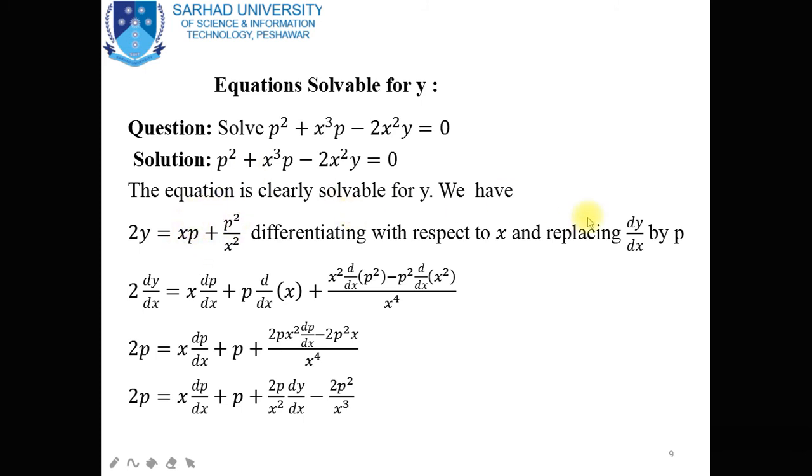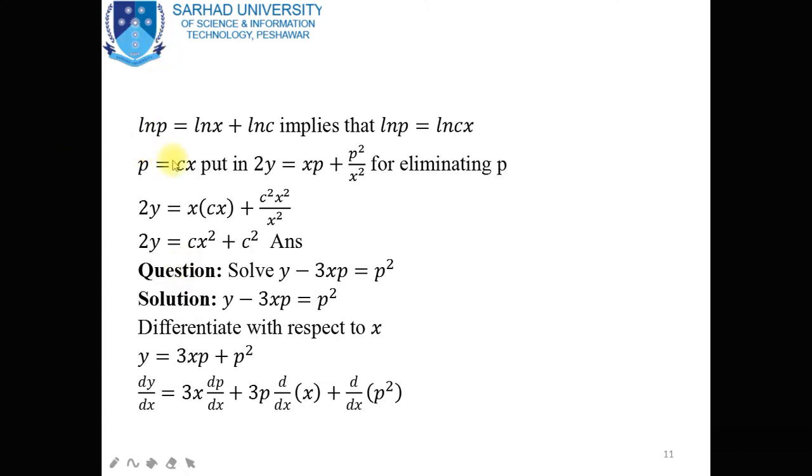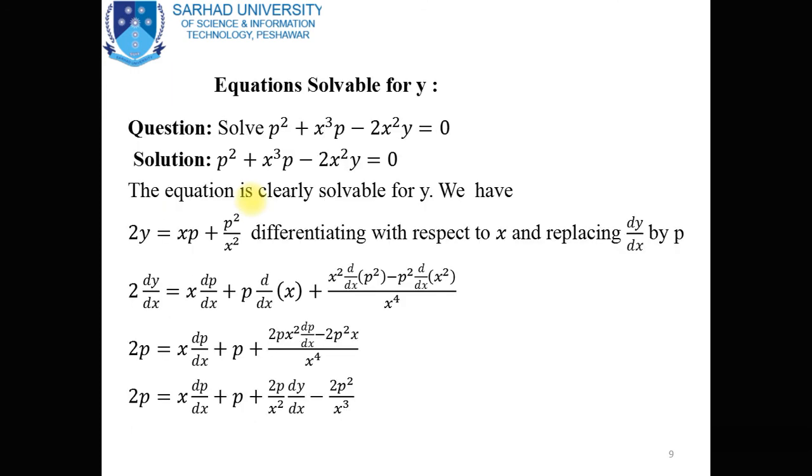P is actually equal to dy by dx. This is the differential operator. So when we replace the differential operator by some term, we will obtain the solution of the given differential equation. Since in this solution p is equal to cx, when we replace p by cx, we will obtain the solution. So when we solve the equation for y, the equation will be solved, but in the solution p will be present. So to eliminate p, we will obtain the solution.